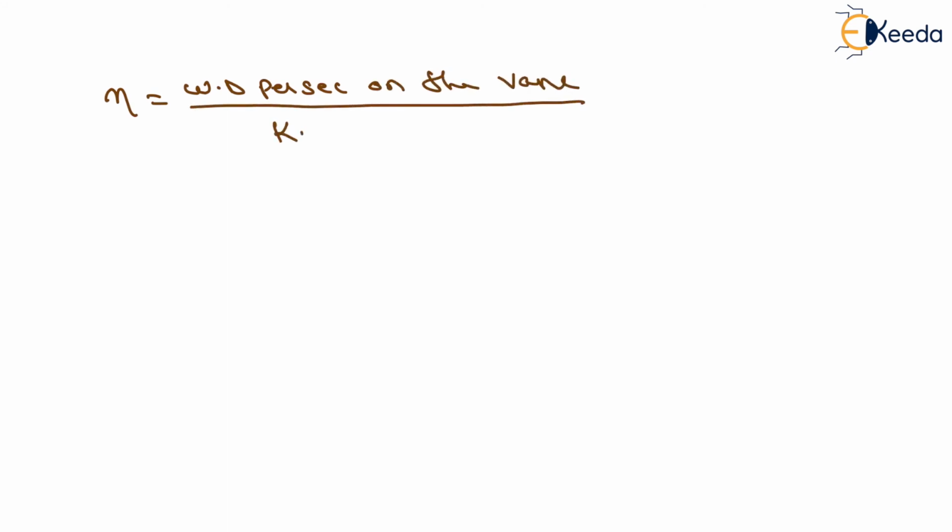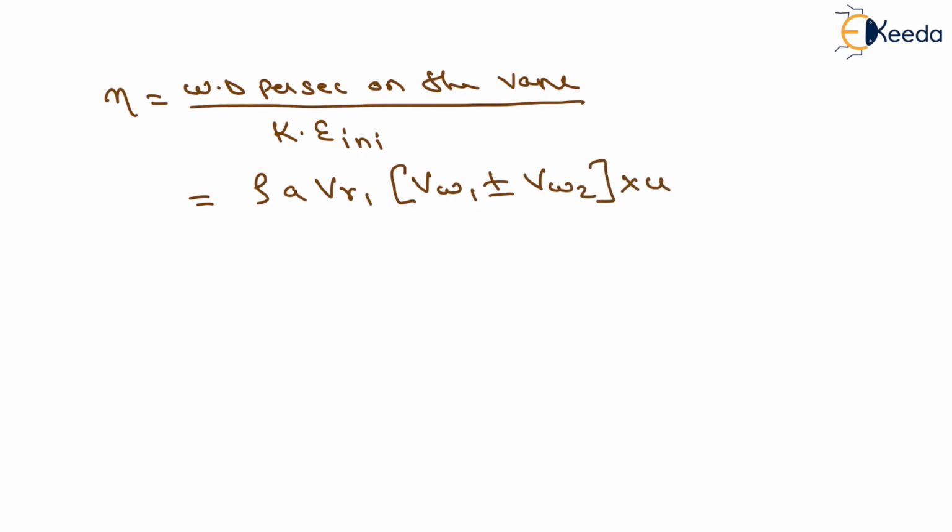Now we will put the value of output, that is work done per second on the vane, divided by initial kinetic energy per second of the jet. Now we will put the values here, that is rho into A into Vr1 in bracket Vw1 plus minus Vw2 into u, and the initial kinetic energy per second of the jet will be equal to half of m into V1 square, where m is the mass of the fluid per second in the jet, that is rho into A into V1, and V1 is the initial velocity of the jet.